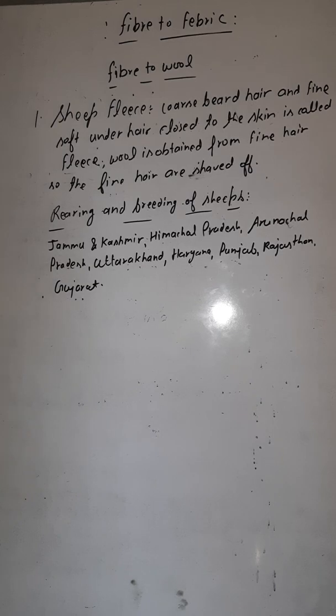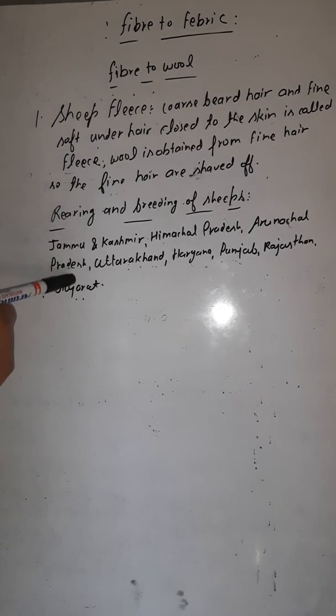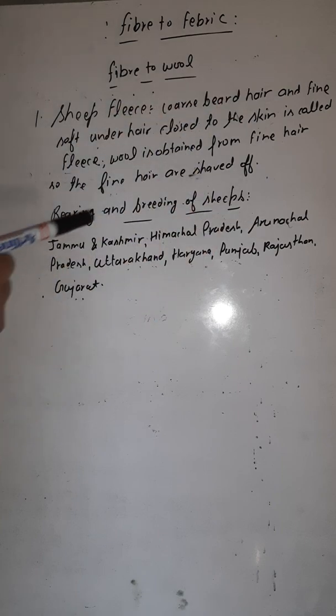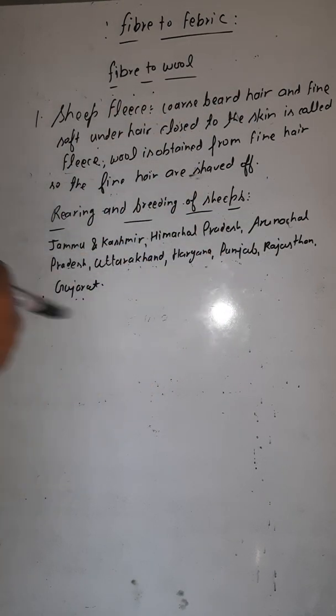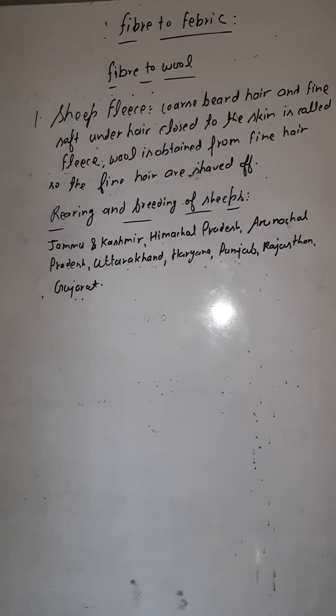If we are talking about the rearing and breeding of the sheep, the sheep are reared in the areas of Jammu and Kashmir, Himachal Pradesh, Arunachal Pradesh, Uttarakhand, and in some plain areas also like Haryana, Punjab, Rajasthan, and Gujarat. So these are the areas where the sheep are reared. Now we would talk about the variety of sheep.